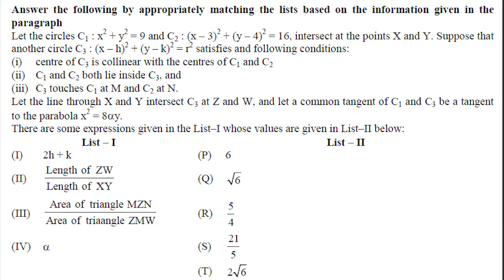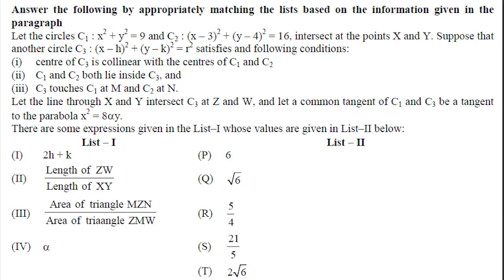Now here the question is, let the circle C1, C2 intersect at points X and Y, and suppose that another circle (x minus h) square plus (y minus k) square equals r square satisfies the following conditions. Center of C3 is collinear with centers of C1 and C2. C1 and C2 both lie inside C3, and C3 touches C1 at M and C2 at N.